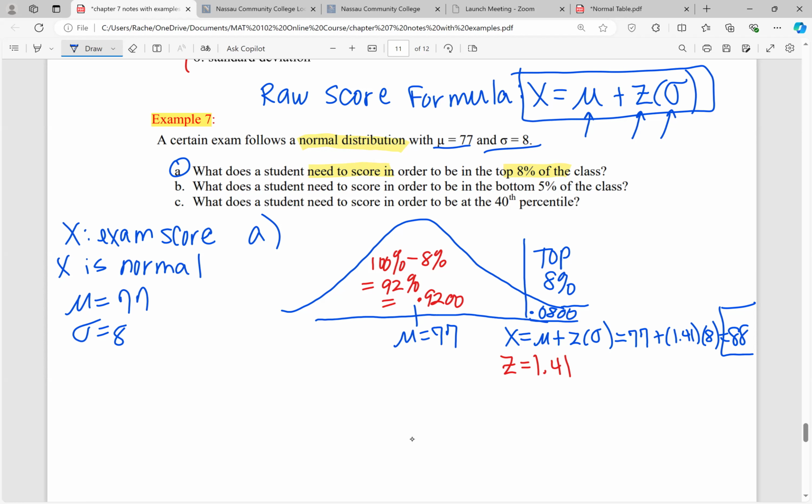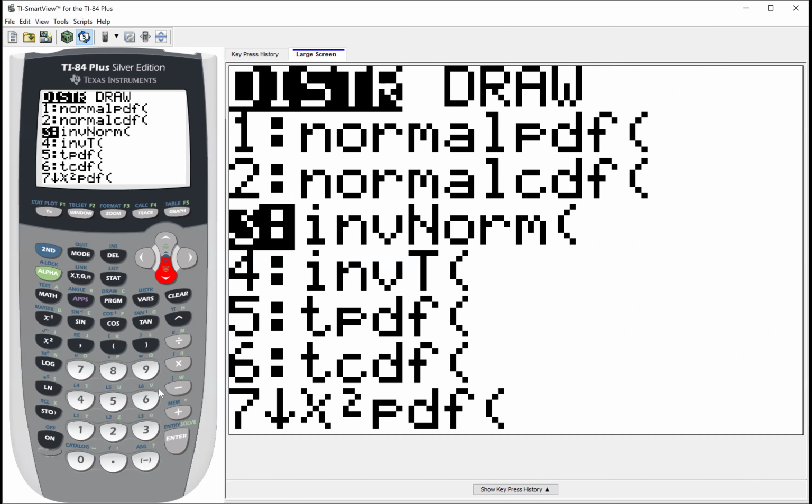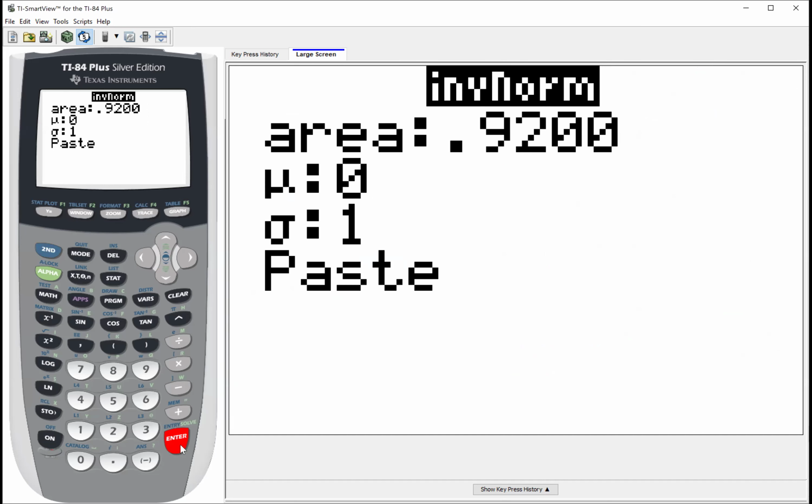can get the raw score immediately by using inverse norm, because we still have to work backwards, right? I know the area under the curve and I'm looking for a score, but now I want a raw score. So if we're going to look up a raw score in the calculator, we're still using inverse norm, but now let me show you. Let's pull up inverse norm. The area to the left is still going to be the same. I still have to put the area to the left, which is a 0.92.